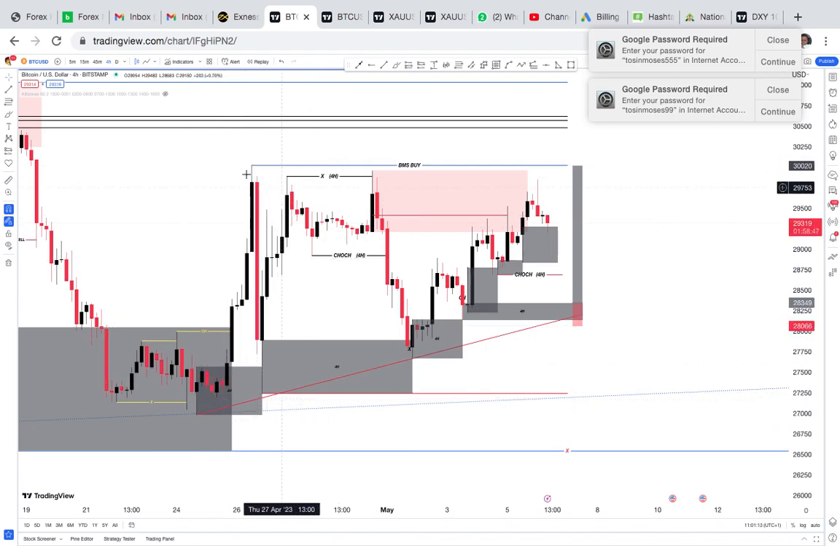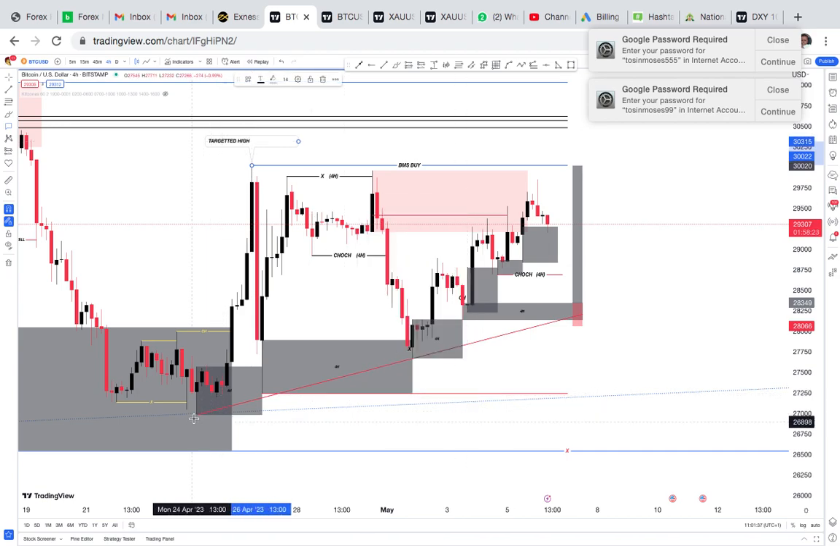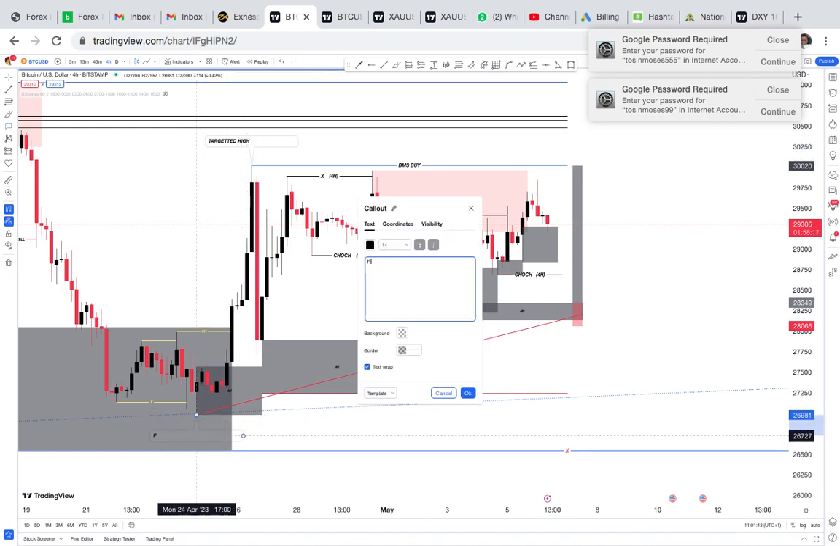Price now failed to break this high, and when price fails to break a targeted high, that protected low becomes the targeted low, meaning this is my targeted high. Let me just label it out so that you guys can see: targeted high. So this low that created this high is my protected low, because it created the high, so it's protected.